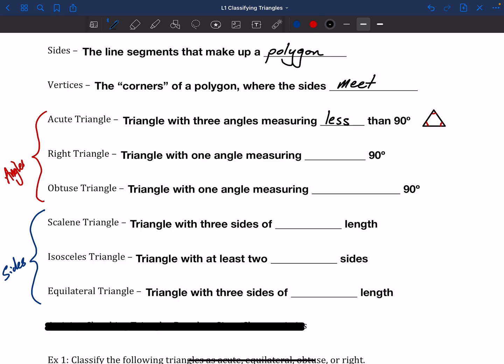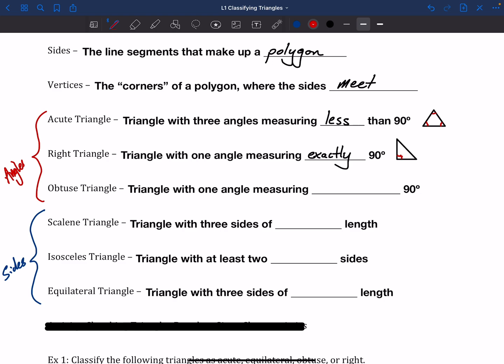Next we're talking about a right triangle. It's a triangle with one angle measuring exactly 90 degrees. So a right triangle might look something like that. It's got specifically one right angle in it. Let me fix this up a little bit. Oh wow, it's real mad at me today. That's okay, we got that one right angle in there.